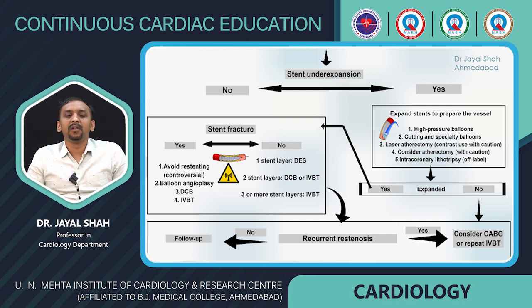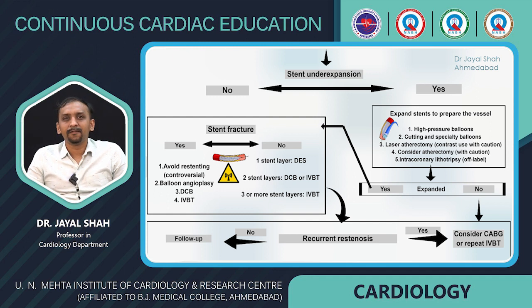If on imaging there is a stent under expansion, we can expand the stent with a high pressure balloon, cutting or scoring balloon, or use laser atherectomy, lithotripsy or rotational atherectomy. If it cannot be expanded, then we have to consider either CABG or intravascular brachytherapy. If there is no stent under expansion but there is a stent fracture, then avoid restenting, which is somewhat controversial. We can also treat it with DCB, IVBT or balloon angioplasty.